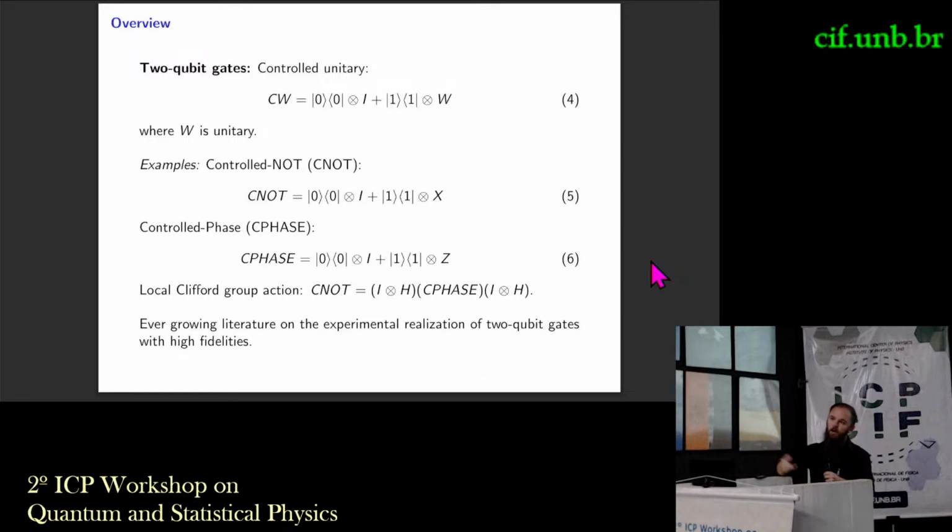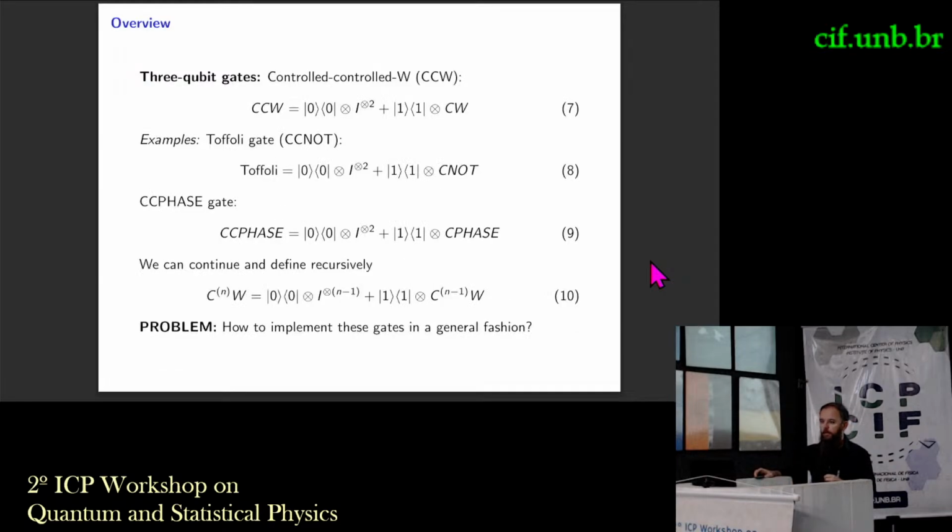And these are the building blocks of quantum information. So it's important to find a way to handle this. And an interesting thing is that if you act locally with the Clifford group of unitaries, you can map, for example, the controlled-phase into the controlled-NOT. There is exploding experimental literature on how to implement this kind of gate with high fidelities.